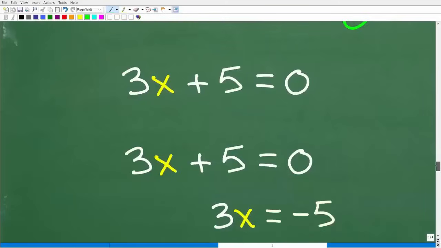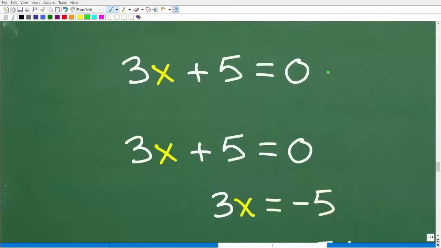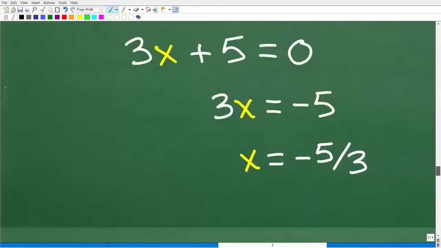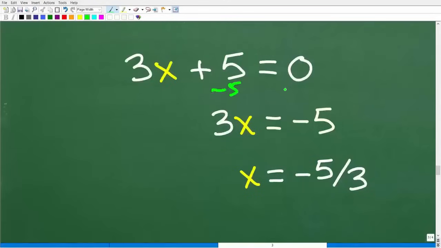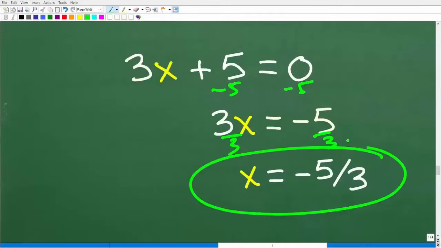So really now what we have is just 3x plus 5 is equal to 0. And of course we are now back to a lovely linear equation. So let's go ahead and solve for x. What we need to do is subtract 5 from both sides of the equation. We get 3x is equal to negative 5. Now we're going to divide both sides of the equation by 3, and x is equal to negative 5/3.